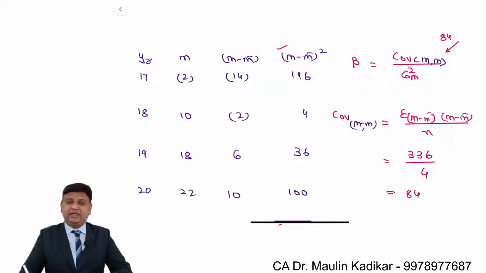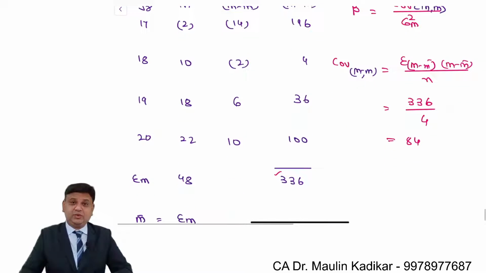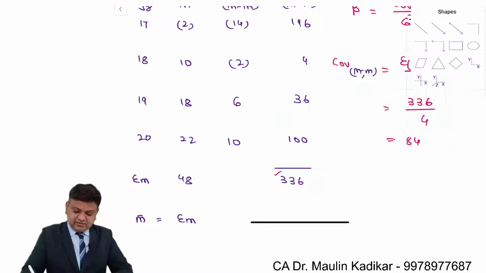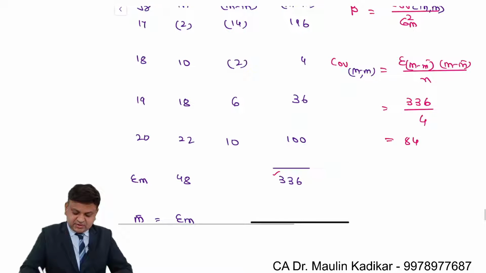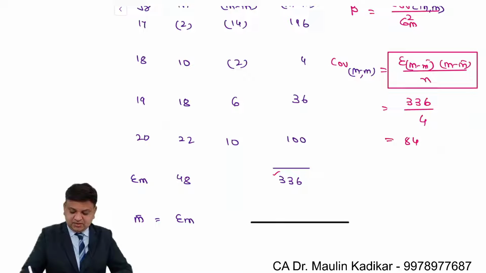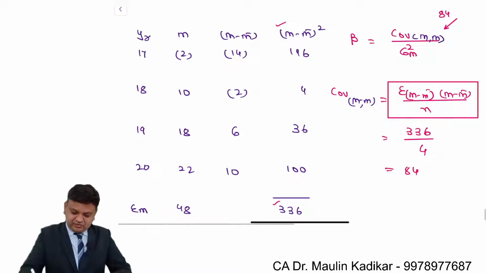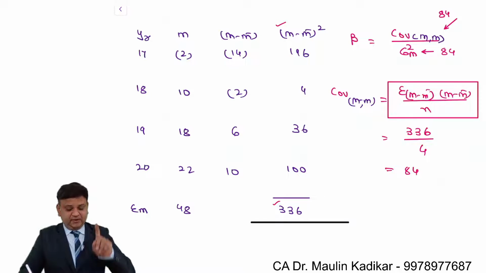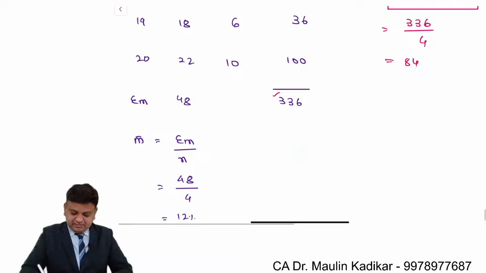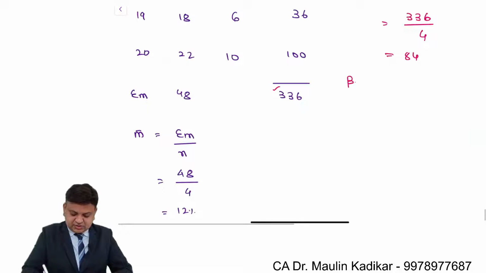Then variance of the market portfolio. Friends, you can understand that variance of the market portfolio will have the same formula: M minus M bar into M minus M bar, summation of the same divided by N. So this is once again 84. So can we say that 84 divided by 84 is 1? So ultimately beta of the market portfolio is always 1. This is what we understand.